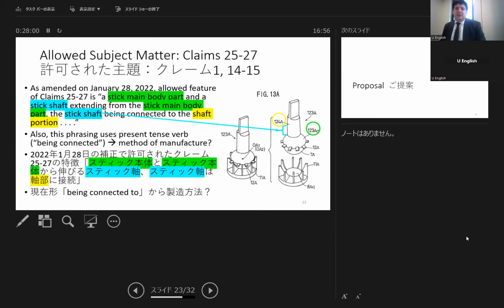In terms of these other allowed claims, this is that part I was talking about, showing you that I didn't understand why it's in there. Again, we've got the color coding between green, yellow, and blue. We've got the stick main body part and a stick shaft extending from the stick main body part, and the stick shaft being connected to the shaft portion. Well, if you look at the right side, you've got the green portion and the blue portion that extends from it, moving up from the bottom. And then that connects to the shaft portion, the yellow part on top.